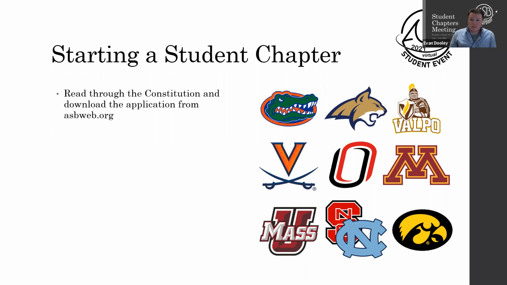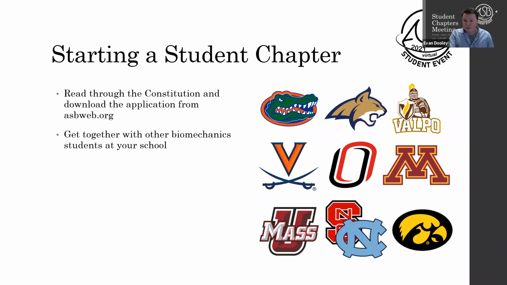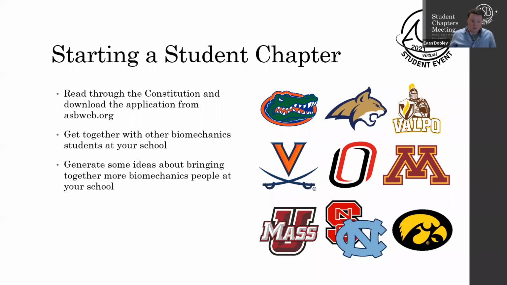A good place to start is to go on the ASB website, where you can find the Constitution and the application to become a student chapter. Reading through that is a good way to get into the nitty-gritty details. And then find your biomechanics friends. Who would you want to be in this club at your school? Talk to them and see if you can get some ideas together about what you'd want to do as your chapter and who you'd want to be in it. Where are all those different biomechanics labs at your school? Are they over in BME? Are they just in mech? Are they in physiology and biology? Or where are they?